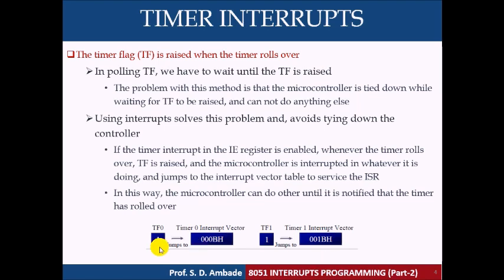See the diagram. If the TF0 flag is raised, then it jumps to the interrupt vector location 000BH, which is related to the timer 0 interrupt vector. For TF1, if the TF1 flag is raised, it jumps to location 001BH, which is the interrupt vector location for timer 1.